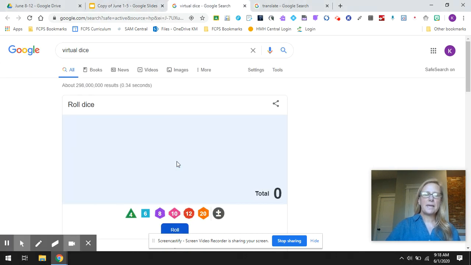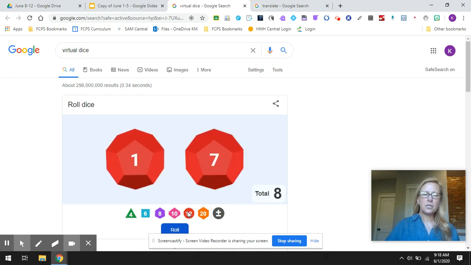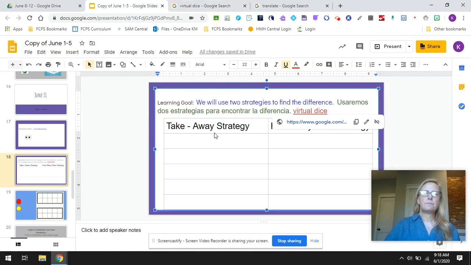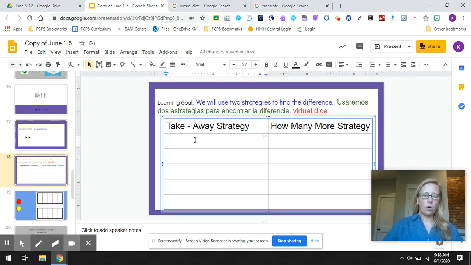Remember to make that square go away and pull up either the 10, or today if you want to try the 12-sided dice, you'll need two of them, and I'm going to choose to do that. I've rolled a 1 and a 7. To do takeaway, I always have to start with that larger amount. Even though the 1 was rolled first, I have to start with that larger amount. And then take away equals.